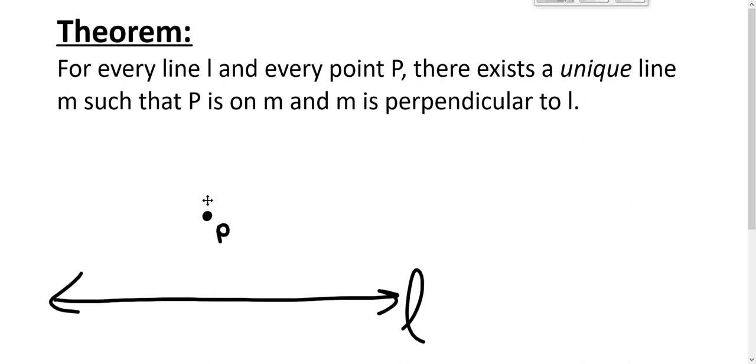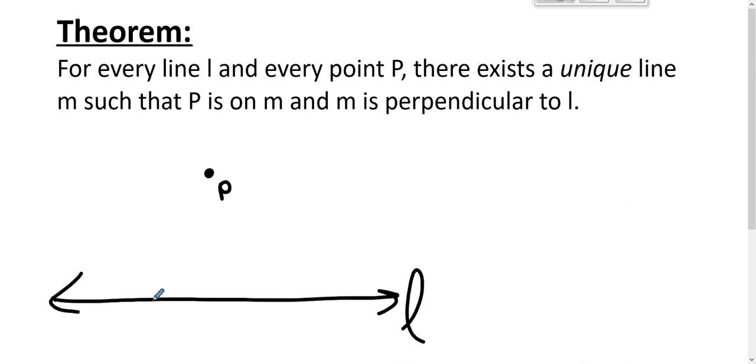So the question is, what happens if P is here? What happens if P is here? Because if P is on L, then we're done. So what if P is not on L? So I'll again run through the basic idea behind the argument.